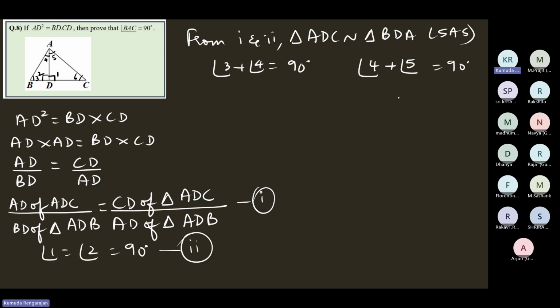This means angle BAC is 90. So we want 4 plus 5 to be 90, but we have 3 plus 4 as 90. That means you should show that angle 3 is equal to angle 5. If you show that, you can replace this 3 with 5 and get 4 plus 5 is 90, which means angle BAC is 90. We can do this in another way also, but we'll understand this one first.